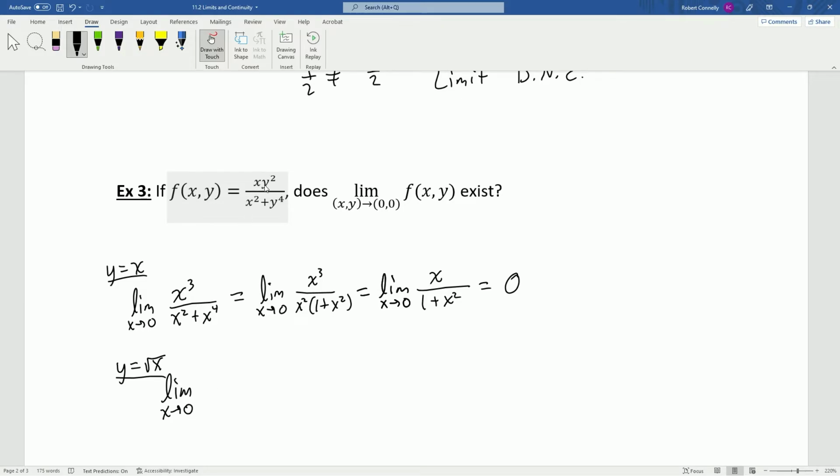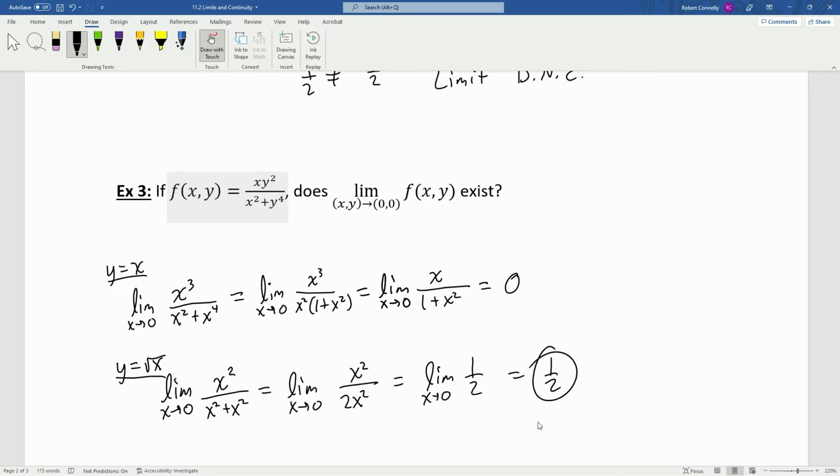So x times the square root of x squared is really x times x, which gives us x squared up top, and x squared plus x squared on the bottom. So this is x squared over 2x squared. The x squareds cancel, and we get left with the limit of 1/2. But the limit of a constant is just that constant, so that's 1/2. And 0 is not equal to 1/2, so we're done. The limit does not exist.